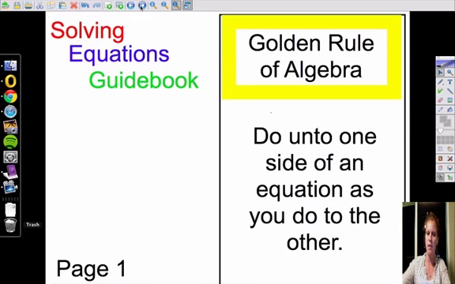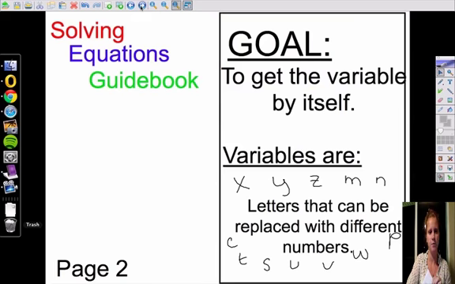On the inside cover, so this was the front page, I want you to write the golden rule of algebra. And the golden rule of algebra is to do unto one side of an equation as you do to the other. So pause the video and make sure everybody has that down.